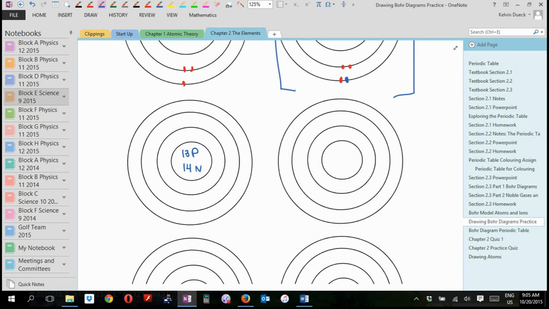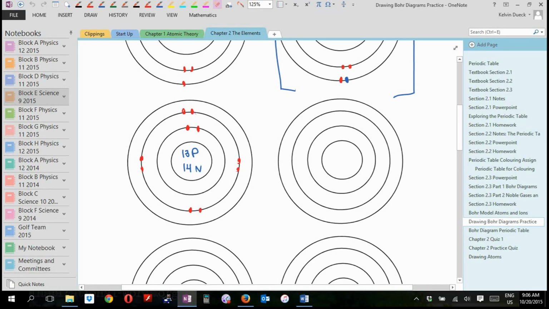What row is aluminum in? What period is aluminum in? Moving down. Third? So the first two shells are full. So I can go 2 and 8. How many in its valence shell? Now, you can do it two ways, because I know it has 13 protons. When it's neutral, it also has 13 electrons. So I could go 1, 2, 3, 4, 5, 6, 7, 8, 9, 10, 3 left.